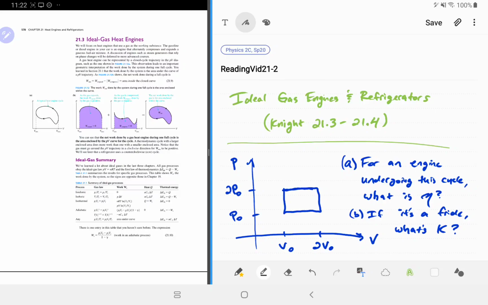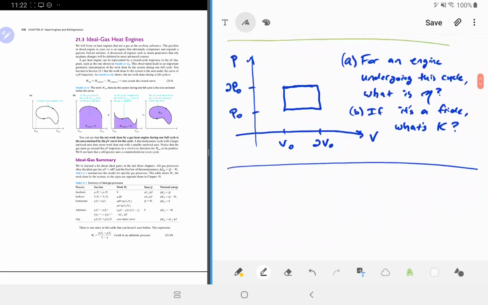Hello, welcome to the second video covering the chapter on engines and refrigerators, chapter 21. This video is going to continue on with the discussion, and in particular focus not just on the general energy principles of engines and refrigerators, but particularly looking at particular cycles in a PV plane. So these are ideal gases where the volume can change. And we want to be able to calculate, given any cycle, any closed path in a PV diagram, what is the efficiency if it's an engine or the coefficient of performance if it's a fridge.